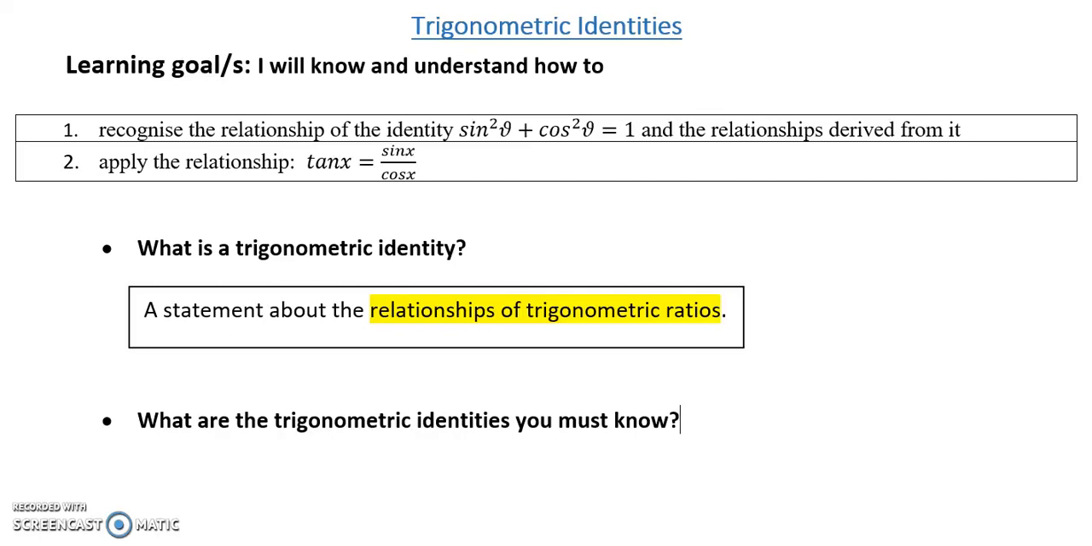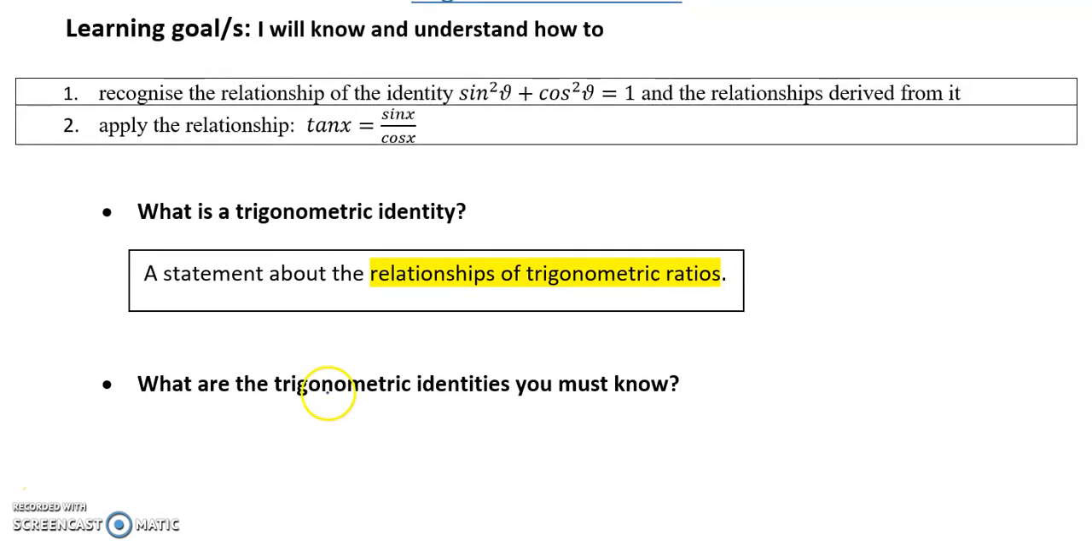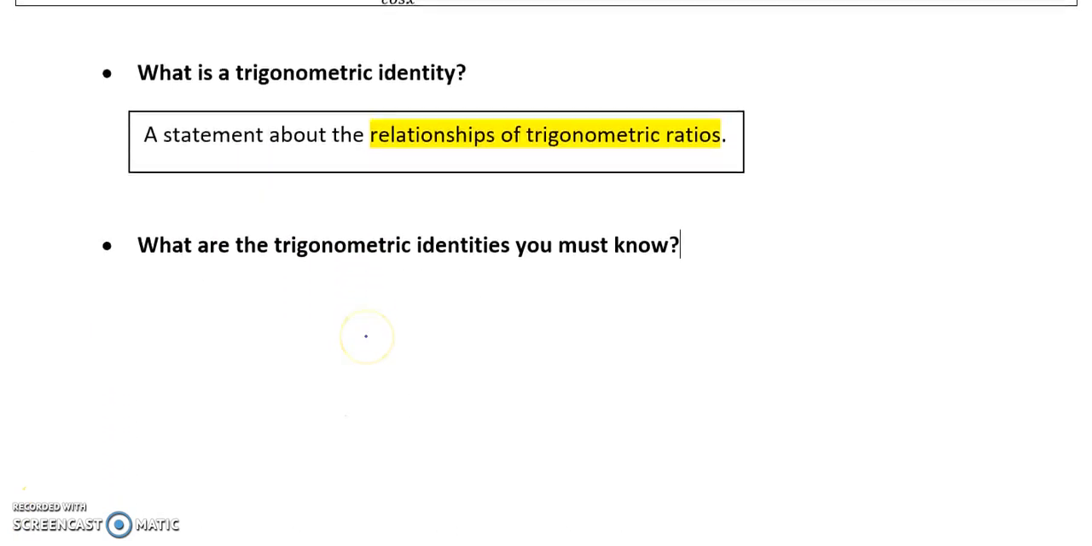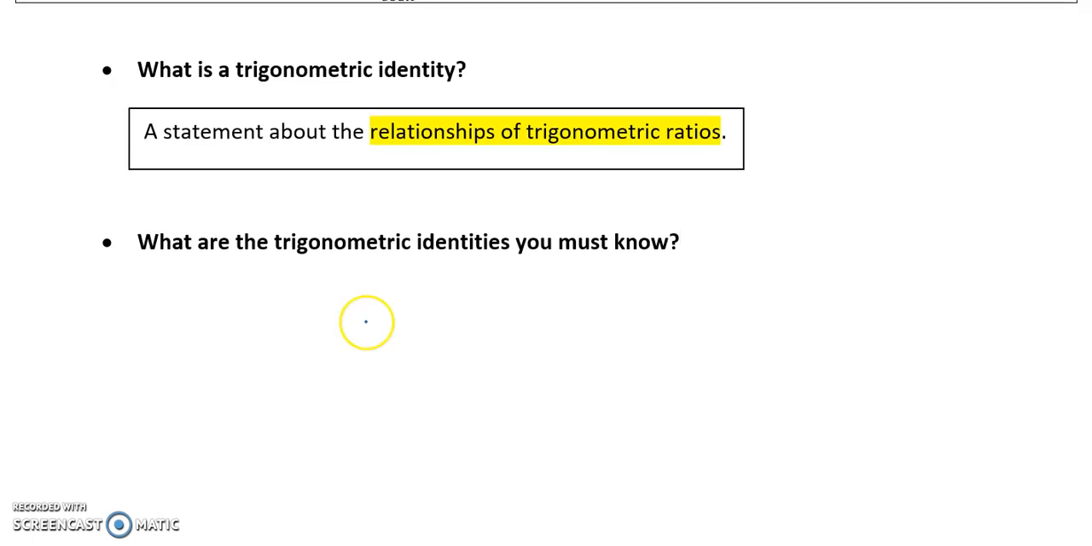Hi everyone, today we're going to be learning about trig identities. Now this section of work focuses on proving certain identities, usually looking at the left-hand side and the right-hand side of a trig equation. A trig identity is where you basically have a statement about the relationships of trig ratios.